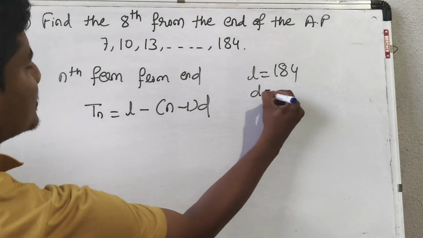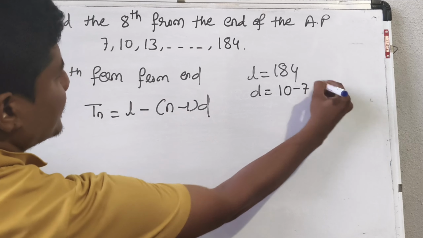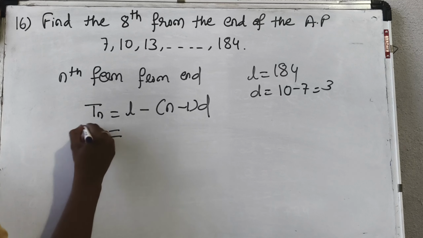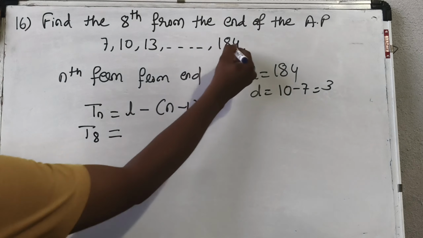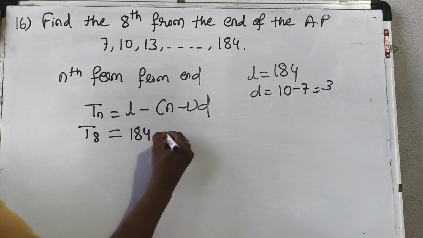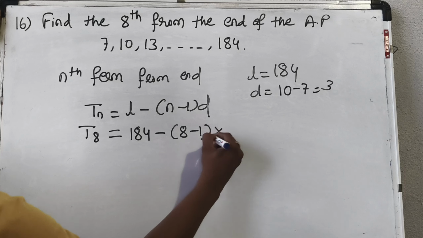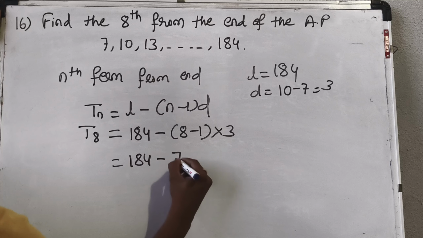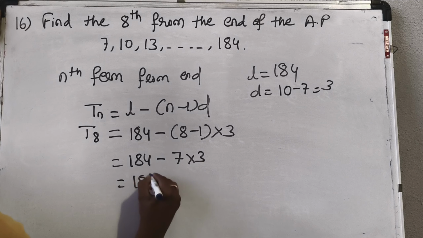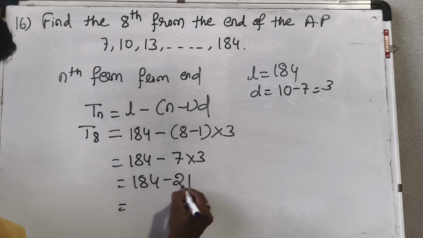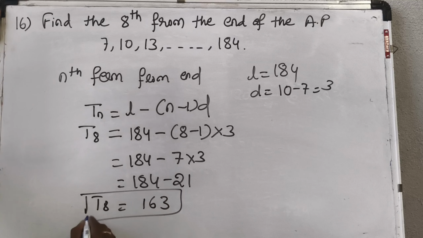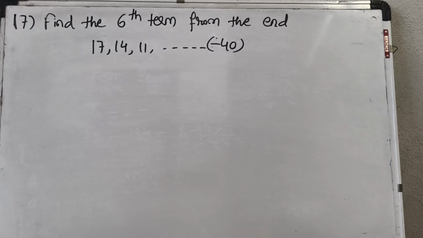The last term here is 184 and the common difference is 10 minus 7, that is 3. Tn is equal to L, which is 184, minus (8 minus 1), n is 8, d is 3. 184 minus 7 into 3. 7 threes are 21. 184 minus 21. If we subtract this, we get 163. The 8th term from the end is 163.